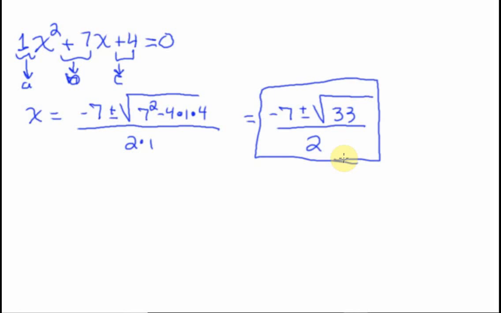Alright, I got one more example I want to do with you before I end part 1 of this video lesson. So let's look at an example that looks like this. 10y squared plus 10y plus 3 equals 0.